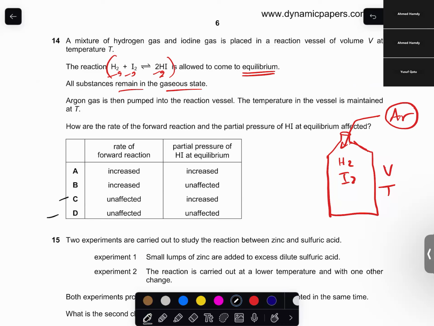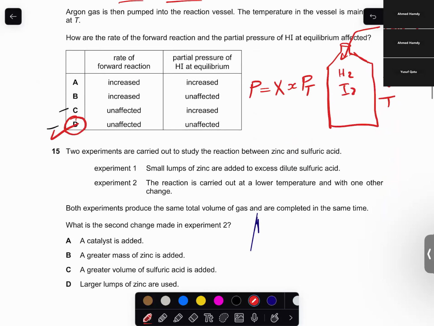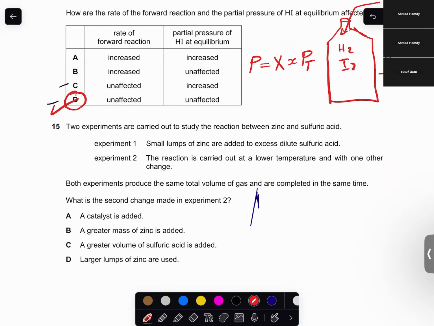What about the partial pressure of each one? The partial pressure equals the mole fraction times the total pressure. When we add Ar, the mole fraction is not affected, the total pressure is not affected, so the number of moles of gases inside the vessel is the same, so it is not affected also. The total number of moles is the same, so it's not affected also.